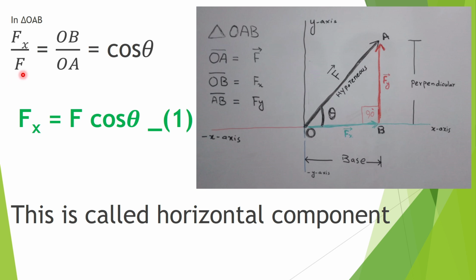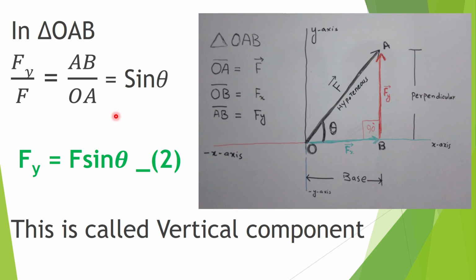Now multiply this F with this cos theta. So it will become Fx equal to F cos theta. This is called the x component of the vector F. This is also called the horizontal component or x component. Now move forward for the y component.